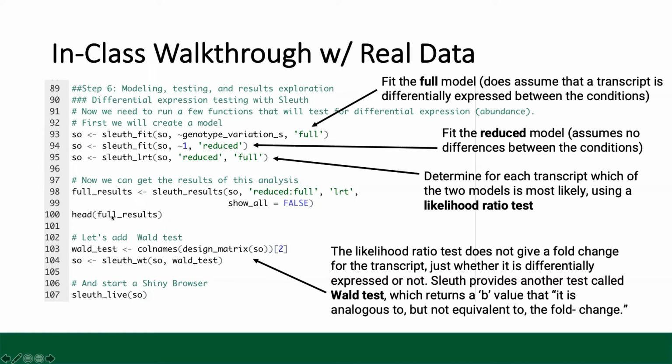So I'll do that in here in just a sec. And then one last thing I wanted to point out before I go back to RStudio. The likelihood ratio test does give you a p-value, but it doesn't give you any idea of the effect size. So there's no fold difference information included in that, which is why you also need to run a Wald test on your data. This Wald test, as part of sleuth, will return a b value. This b value is analogous to, but not quite equivalent to, the fold change that you would expect to see.